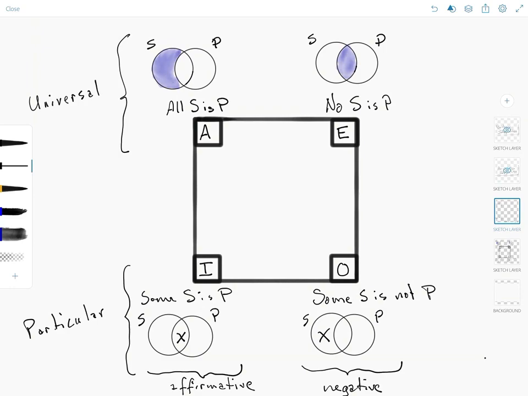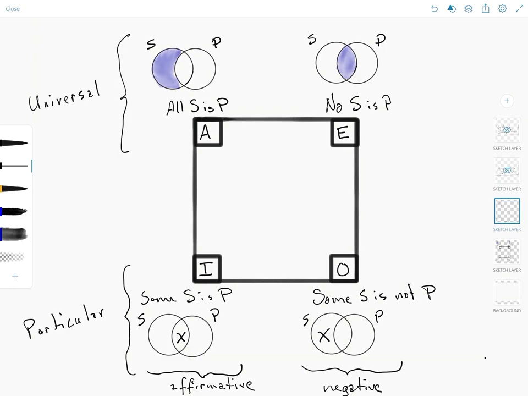The quantity, again, has to do with how much of S we are asserting something about. All of it, as in universals, or just at least one, as in particular. Affirmative and negative refers to whether what we're asserting is an inclusion or exclusion relation. So for affirmative, the portion of S we're talking about is included in P, and for negative, it's excluded.